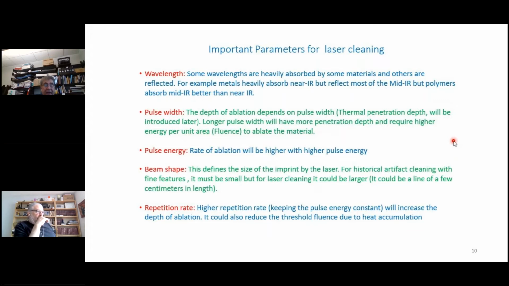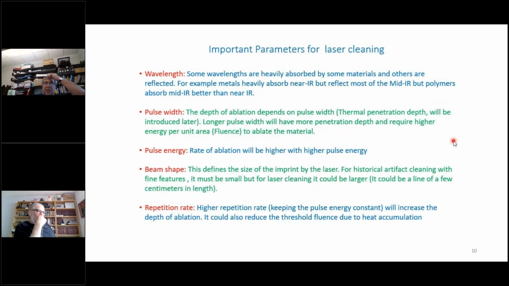One is the wavelength of the laser. So, we have to consider that some wavelengths are heavily absorbed by some material, and some others are reflected by the same material. For example, metals, they reflect mid-infrared wavelengths, around 10 micron, but they heavily absorb the near infrared, which is around 1 micron. But on the other hand, polymers and paint, they absorb mid IR much better than near IR. So one has to consider that.